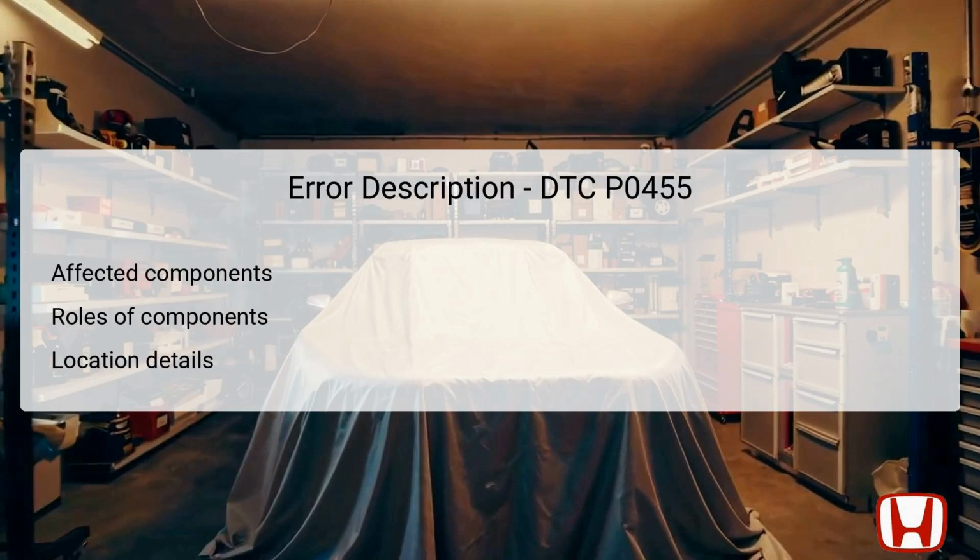DTC P0455 is directly associated with the EVAP system, which consists of several key components: the EVAP canister, the EVAP canister vent shut valve, the EVAP canister purge valve, and the FTP sensor. The EVAP canister stores fuel vapors that escape from the fuel tank. The vent shut valve regulates airflow into and out of the canister, ensuring the vapors are only purged when conditions are ideal. The FTP sensor is situated at the fuel tank and monitors any changes in fuel vapor pressure.